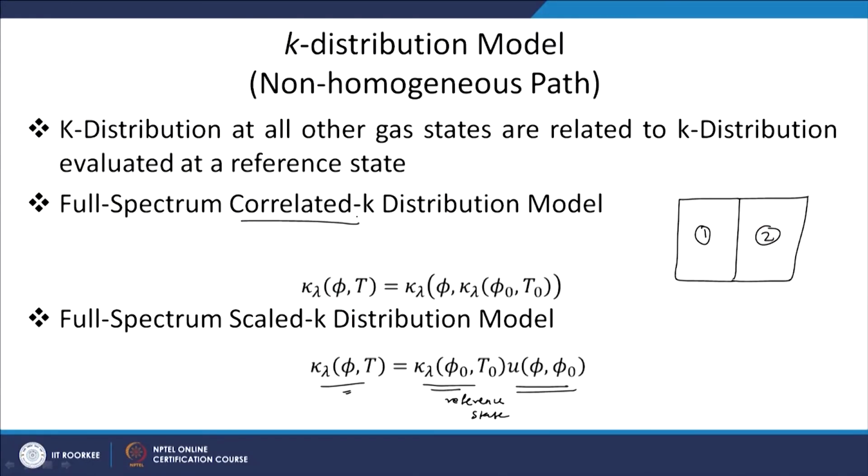But in K distribution there is one more method of dealing with non-homogeneous paths, and that is called correlated K. In correlated K, what we say is that the absorption coefficient at any wavelength lambda at any gas condition phi depends on the gas condition phi, and on the absorption coefficient evaluated at the reference gas condition phi naught. This is called correlated K. It will be more clear when I show you the image. There is a slight difference between the two approximations, correlated K and scaled K, but correlated K is much superior, as we will see in the next slide.